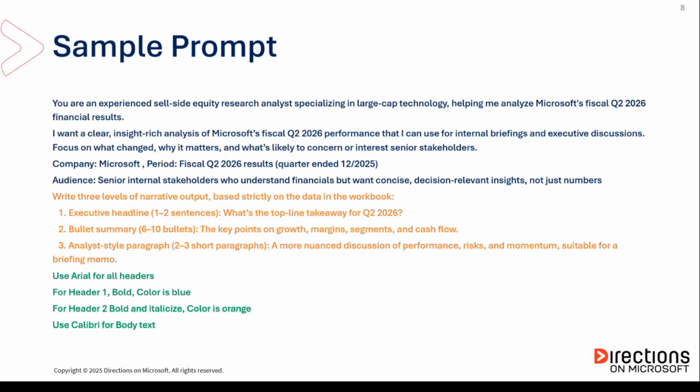And then I'm specifying what my goal is and what I'm trying to accomplish. The first part you're probably familiar with: I set an audience. Since I'm using Word, and eventually PowerPoint, I'm specifying a little bit more about the executive headline, a bullet summary, and then an analyst style paragraph. I also want to call out that I'm trying to set some specifics around how I want the content to look. I want to use Arial for all my headers. For header 1, I want it bold with the color blue. Header 2, I want bold and italicized, and the color is orange. And then use Calibri for body text. This is just to illustrate what some of the capabilities are or are not in the different scenarios that we're going to be doing with Word.